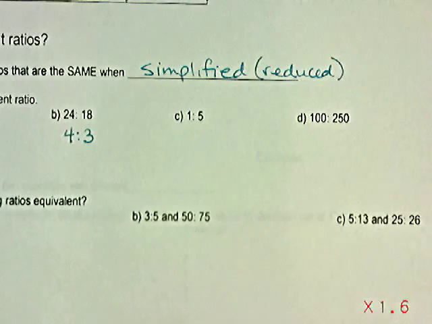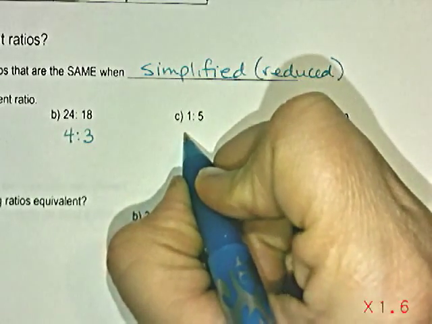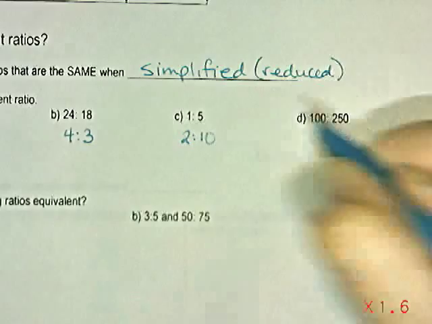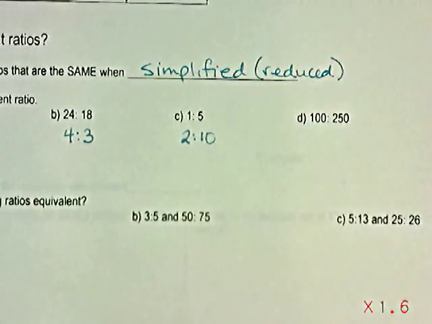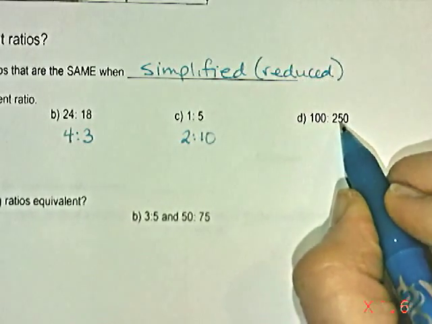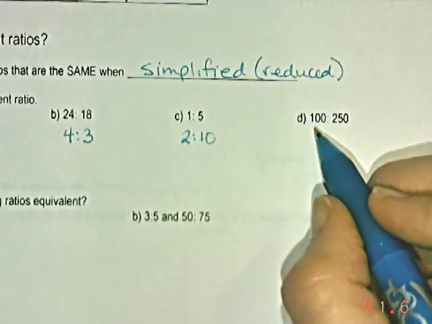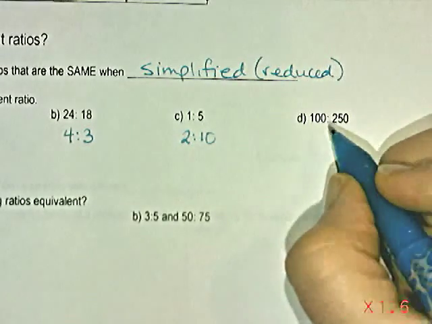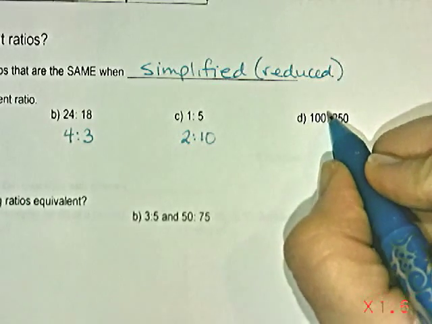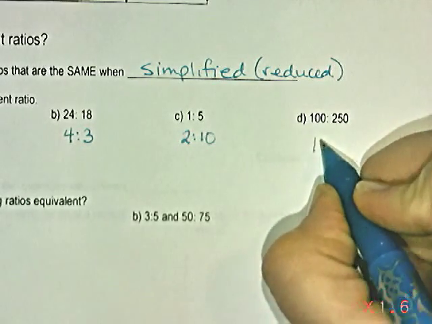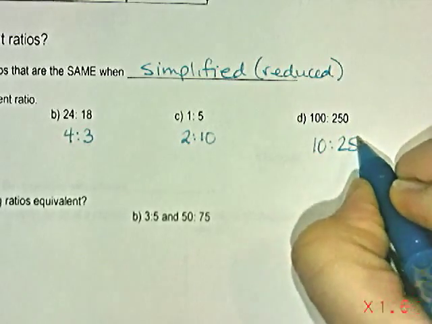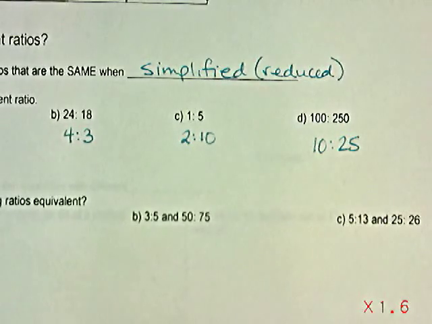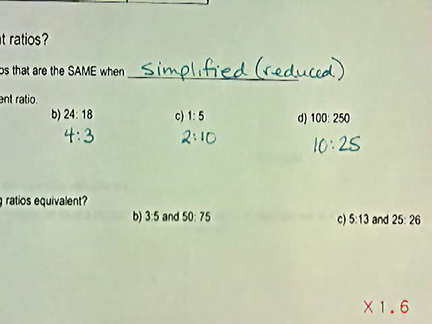1 part to 5, we could just double it up, 2 parts to 10 parts. And of course, 100 to 250, we could reduce that by 2, we could reduce it by 5, we could reduce it by 10. Probably easiest to reduce it by 10. We'll just take off those last digits, 10 parts to 25. Now, of course, that wouldn't be a fully reduced ratio, but it certainly would be an equivalent ratio.